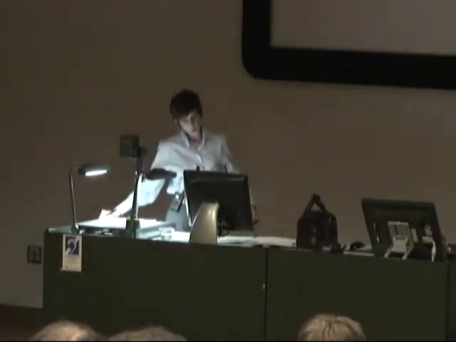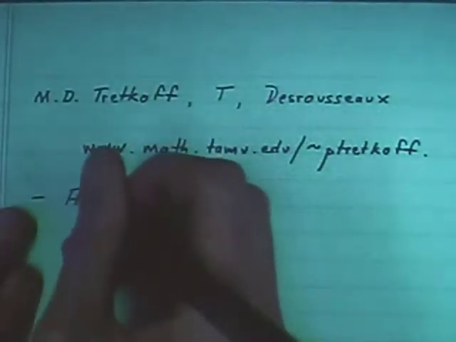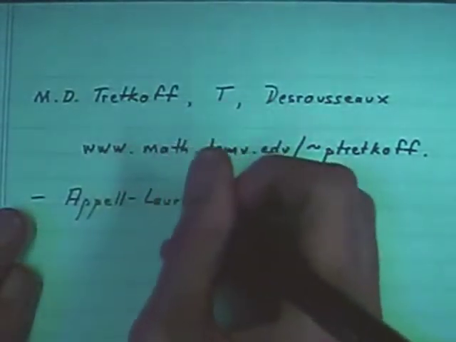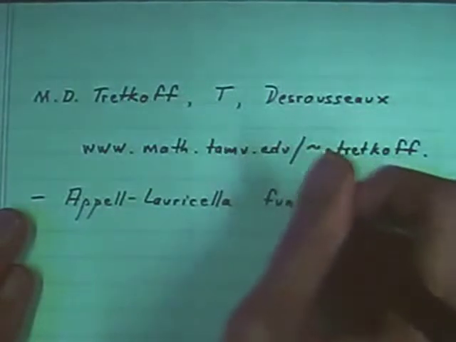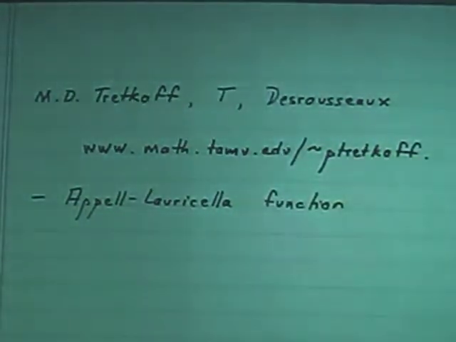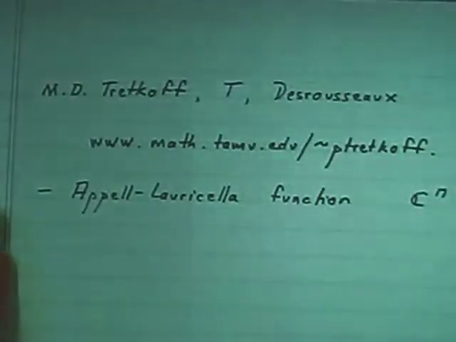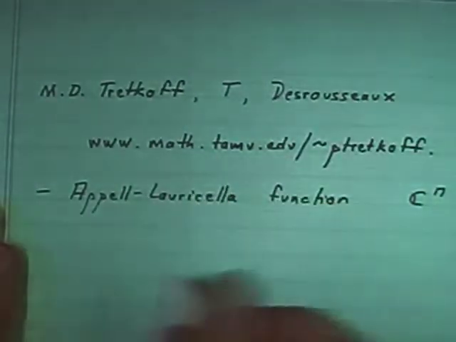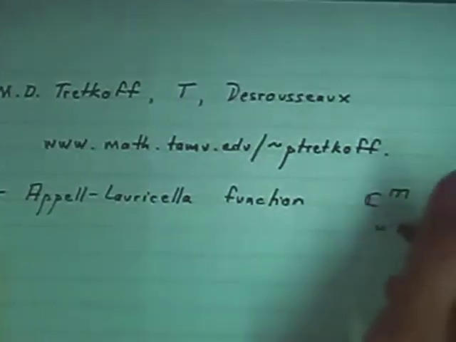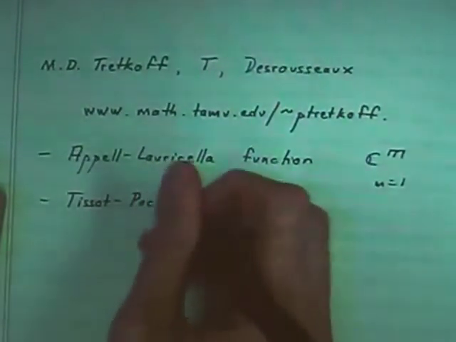So basically, the project was to extend Wolfart's method to other functions, and there are essentially two directions discussed in these papers. One, I think, occurred this morning in Fritz's lectures, is to see what can be done for the Appell-Lauricella function. That's the generalization of the hypergeometric function to the higher dimensional case. So it's a function on C^n instead of just C. A special case of this is the classical function when n equals 1. And another direction is to study the Tissot-Pochhammer function.